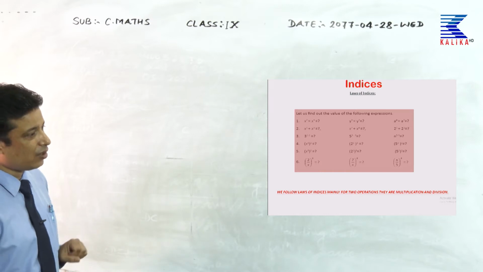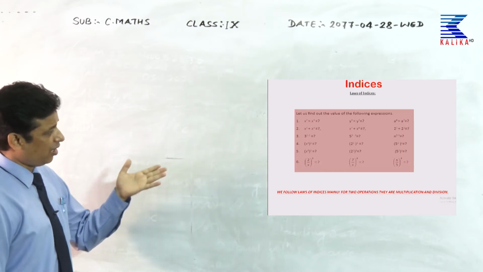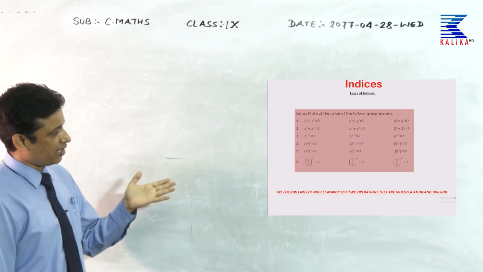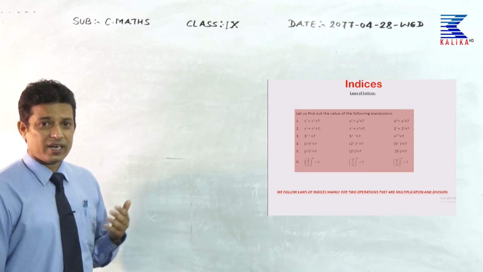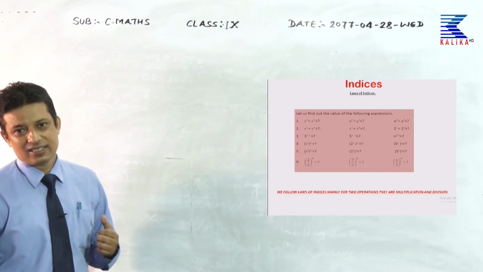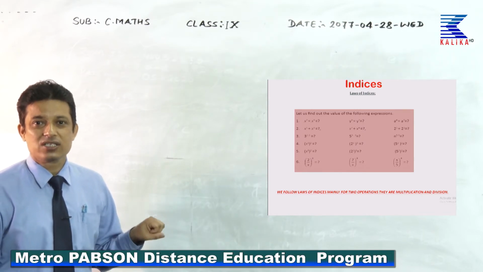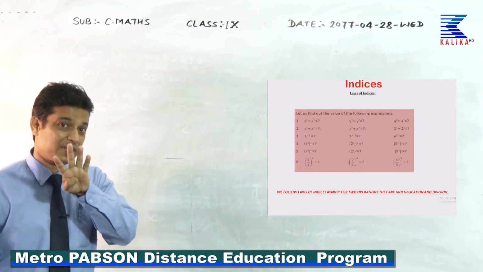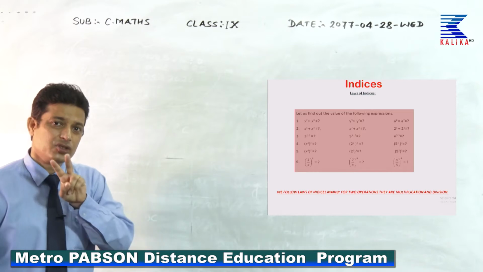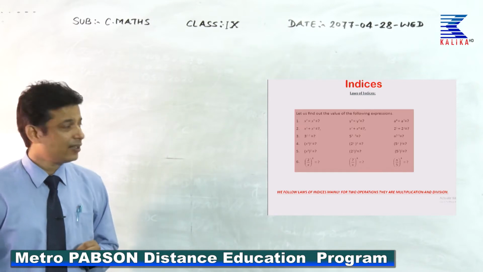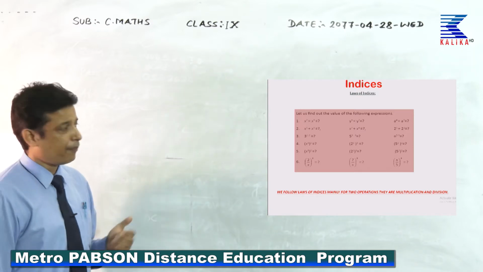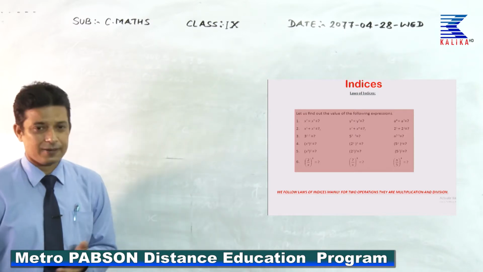So, remember we follow laws of indices mainly for two operations, out of the 4 operations in mathematics. They are, as you can see in the screen too, multiplication and division.